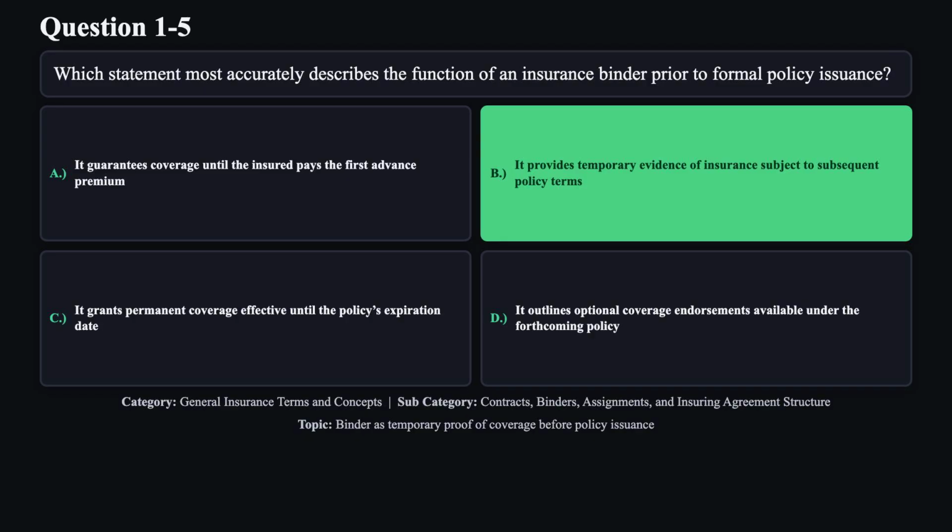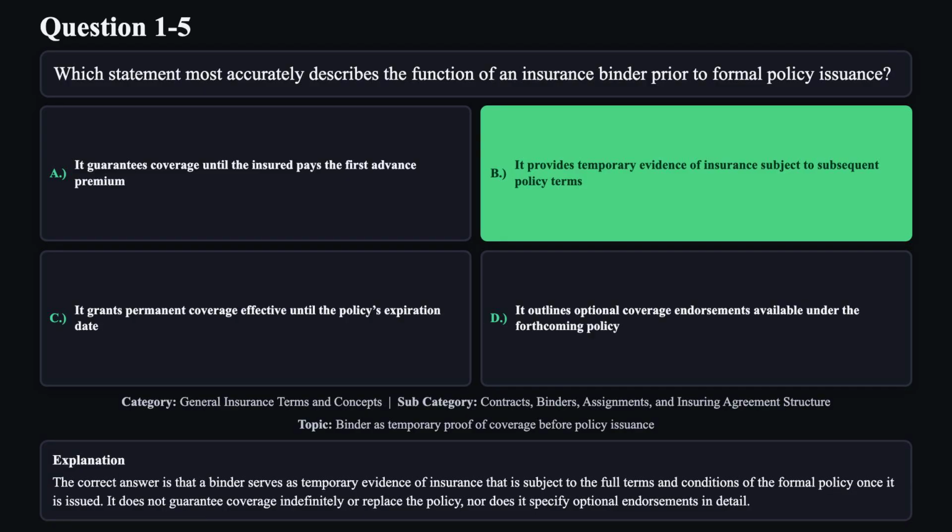The correct answer is B. The correct answer is that a binder serves as temporary evidence of insurance that is subject to the full terms and conditions of the formal policy once it is issued. It does not guarantee coverage indefinitely or replace the policy, nor does it specify optional endorsements in detail.